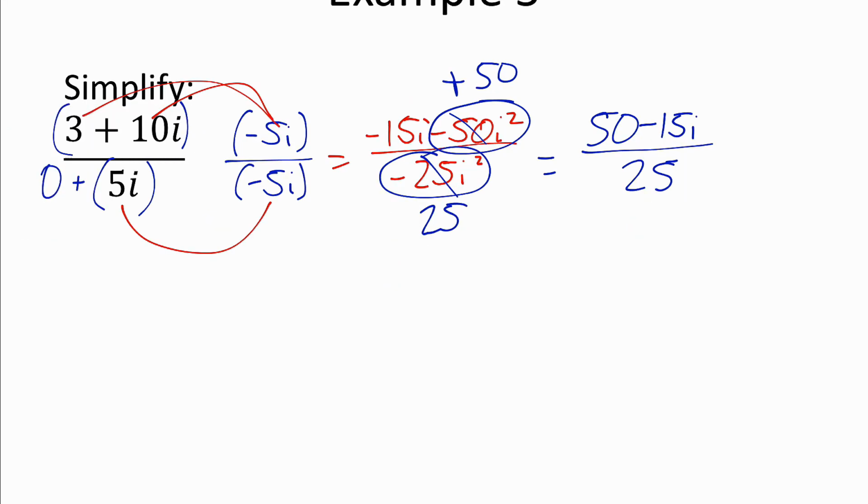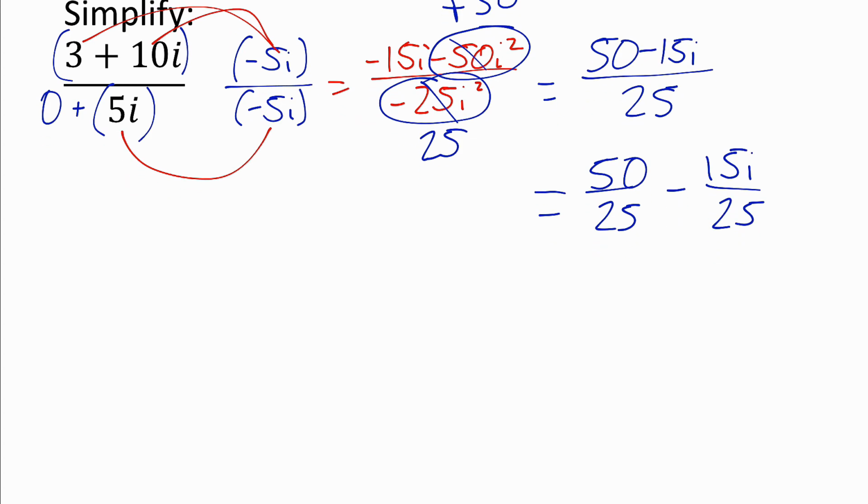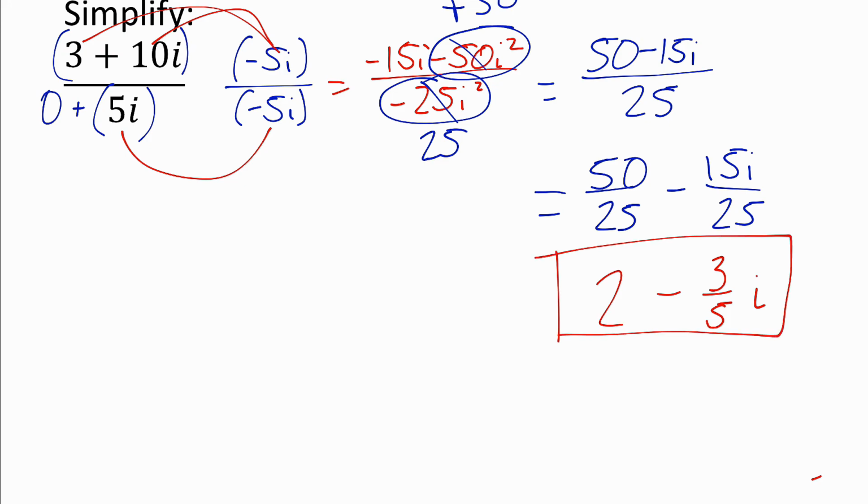I would encourage you to separate it out into two separate pieces. We're going to have 50 over 25 minus 15i over 25, so that way we can reduce each part of this. Now, 50 over 25 reduces really nicely to just 2. 15 over 25, we can divide both of those by 5, giving us 3 over 5. And you can put the i up top or out back. It doesn't make a difference to me. But this is the simplified version of this.